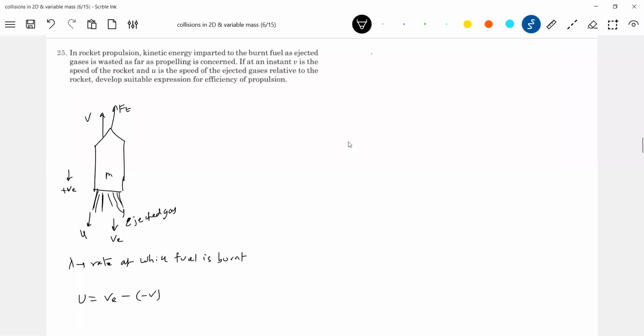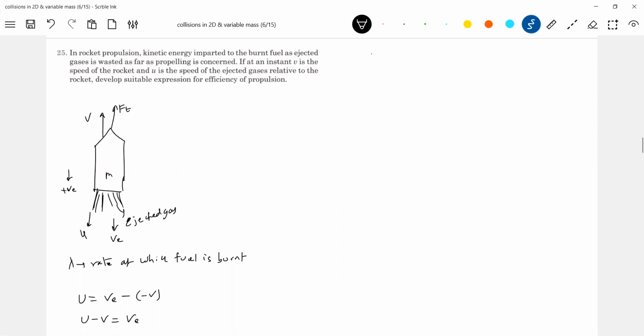The velocity of gas ejected with respect to rocket is U. Velocity of ejected gas with respect to ground is VE. That of the rocket is V. So this will be U minus V equal to VE. So what is VE? Velocity of ejected gas with respect to ground. U is velocity of ejected gas with respect to or relative to the rocket. So these are the initial things.